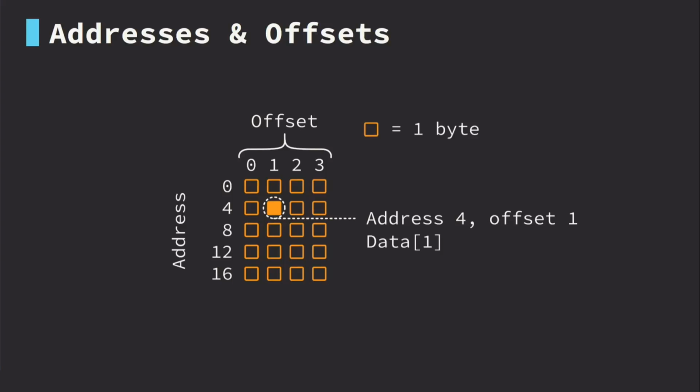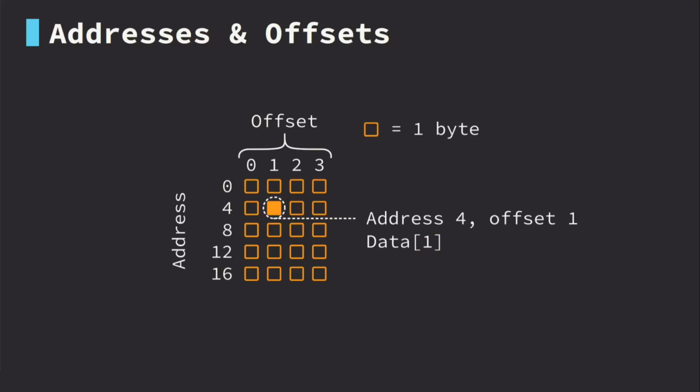If we wanted to access this particular piece of data, it would be at address 4 with an offset of 1. So address 4, offset 1. And when you're working with your program, you would usually have a variable name. I just use data as a placeholder. And you would use the index number surrounded by square brackets.